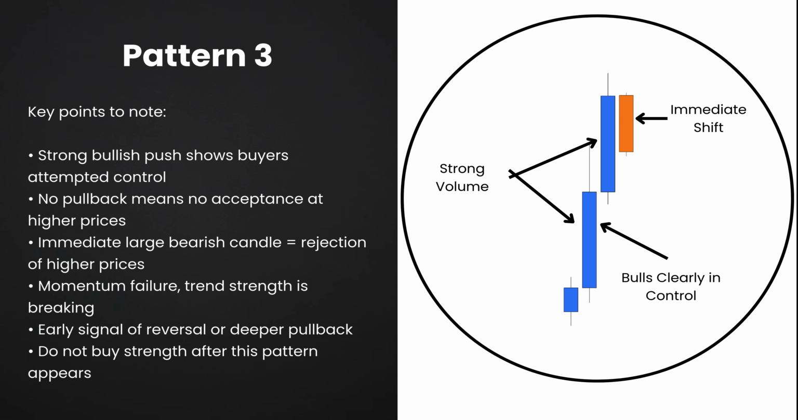Key points to note. A strong bullish push shows buyers attempted control. No pullback means no acceptance at higher prices. An immediate large bearish candle equals rejection of higher prices. Momentum failure, trend strength is breaking. Early signal of a reversal or deeper pullback. Do not buy strength after this pattern appears.